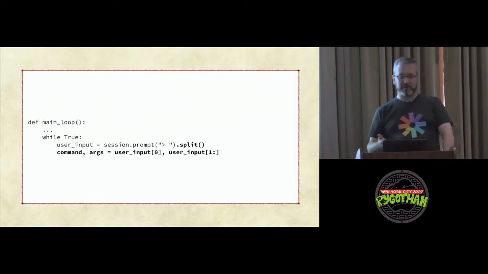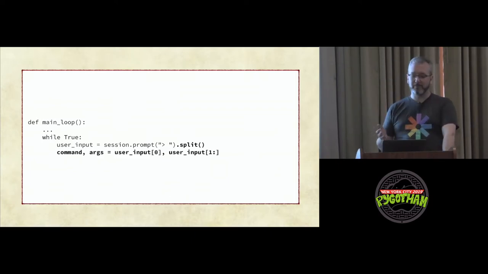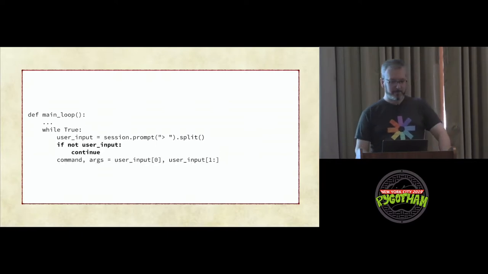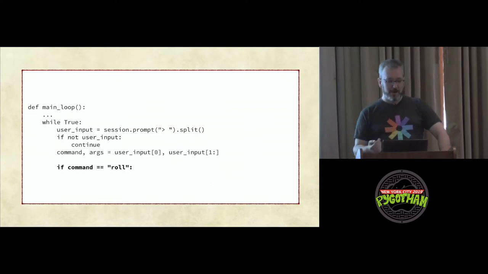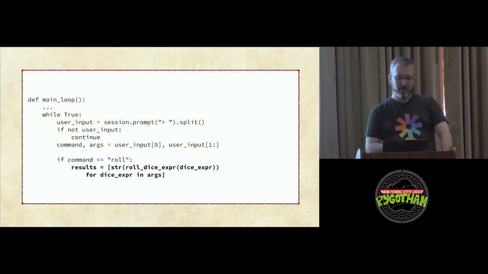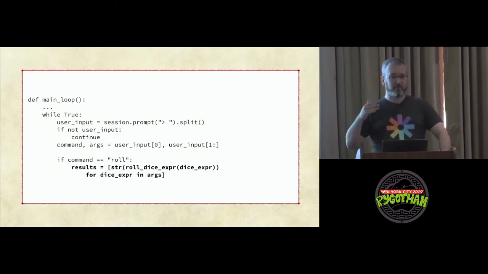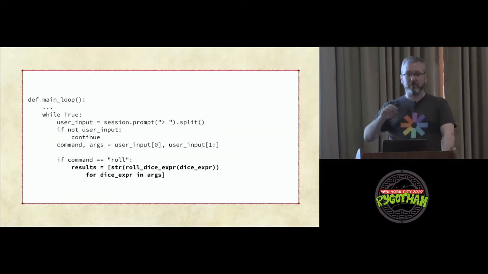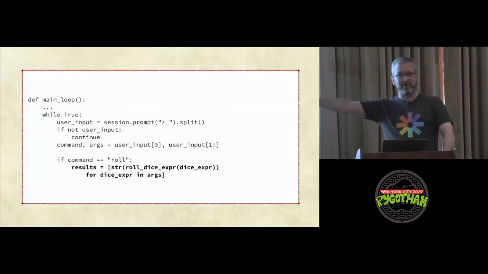We'll split the user input on spaces. The first item will choose the command we execute, and everything else will be arguments for that command. And if we don't get any user input, we'll just go back and prompt again. So now if our command is roll, we will go and call that roll dice expression. And it might be nice to roll as many as we want. So you could roll 1d20, 1d20, 1d20, and get multiple different rolls.